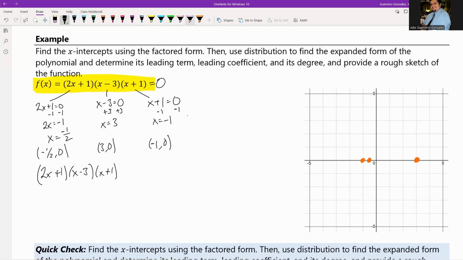I am going to distribute these two first. And I'm going to leave the 2x plus 1 separate. Okay? If you distribute this purple section right here, you're going to get x squared plus x minus 3x minus 3. The 2x plus 1 just comes along for the ride. x squared minus 2x minus 3.